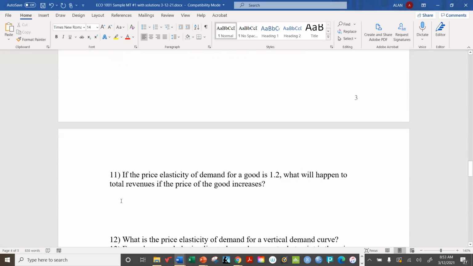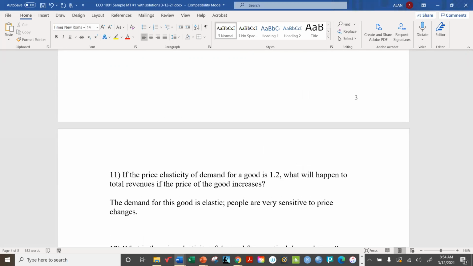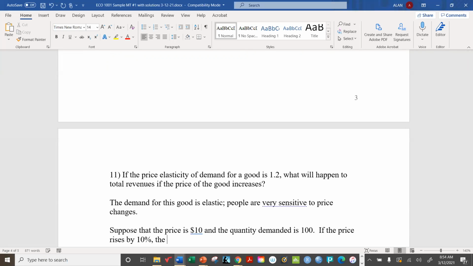Now, here's an interesting one. The price elasticity of demand for a good is 1.2. What happens to total revenues if the price increases? So the demand for this good is elastic. People are very sensitive to price changes. Okay, so what you can do here is make up your own example. Let's say that initially the price is $10 and the quantity demanded is 100. Now the price elasticity is 1.2. If the price rises by 10%, the quantity demanded will fall by 10% times 1.2, which is 12%.